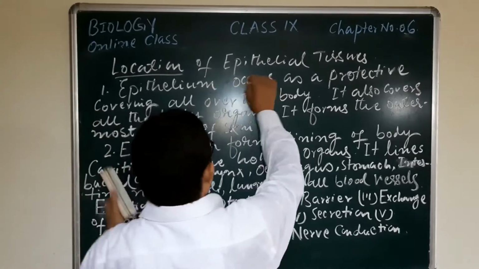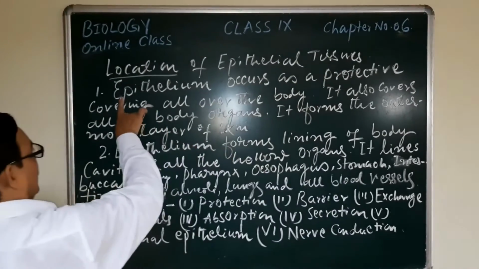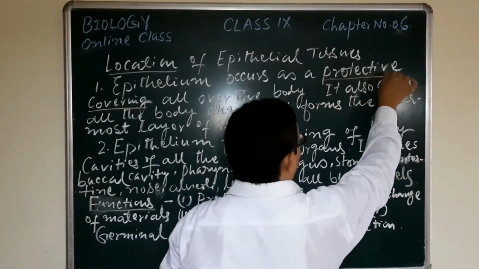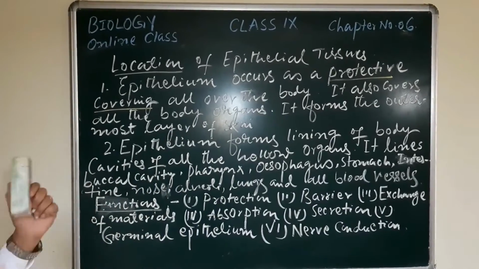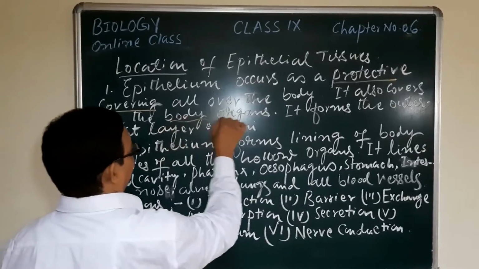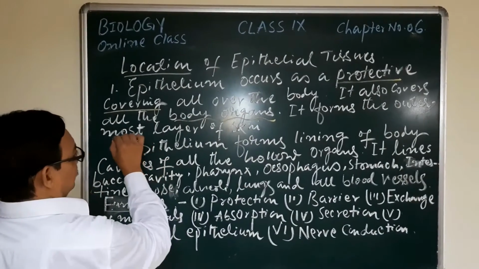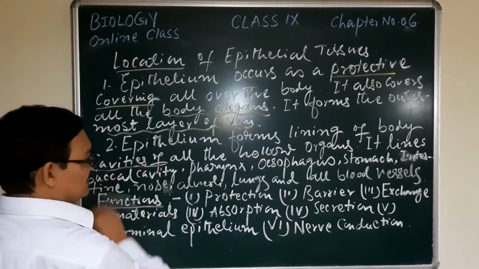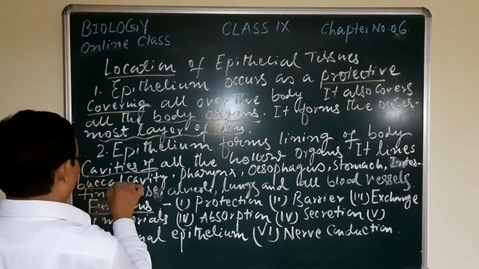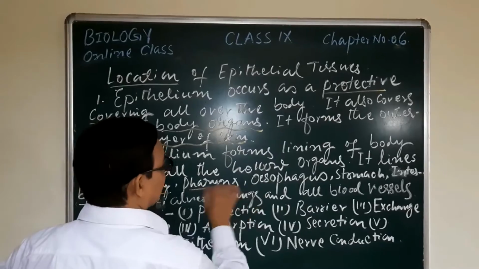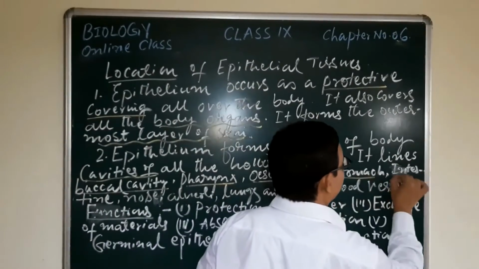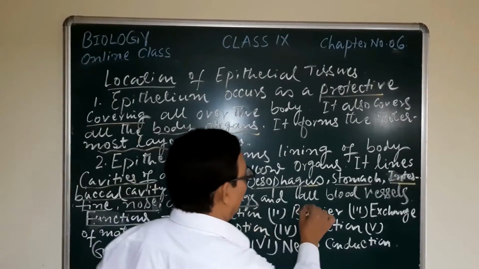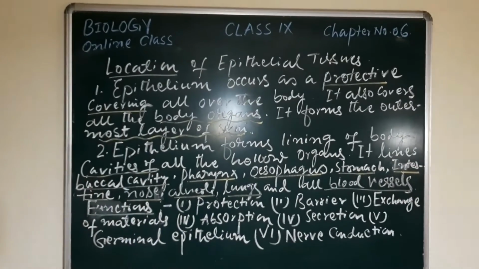Here are some parts where the epithelial tissue is located. It is the protective covering, and covers the entire surface over the body, some body organs, the outer layer of the skin, and cavities. It lines some organs like the buccal cavity, pharynx, esophagus, stomach, intestine, nose, alveoli of the lungs, and all blood vessels. These are some locations.